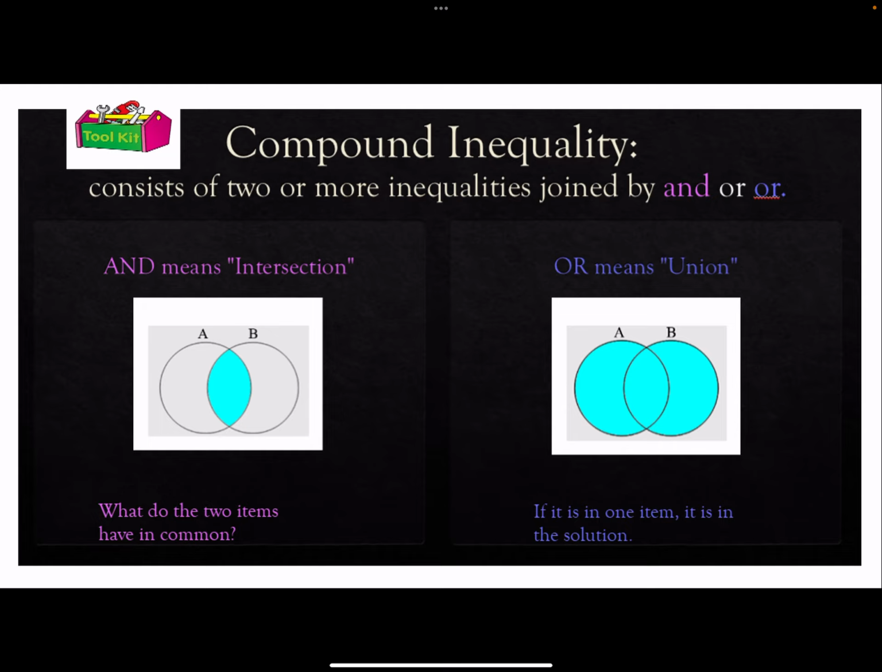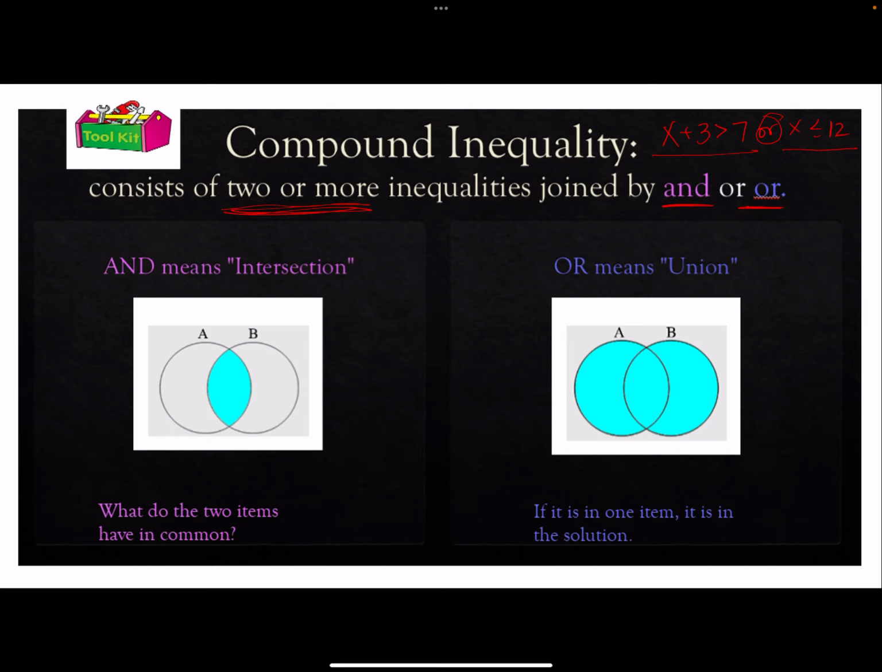So first let's start with just what is a compound inequality. A compound inequality consists of two or more inequalities, and they're going to be joined by either the word and or or. So, for example, you might have something like x plus 3 is greater than 7, or x is less than or equal to 12. So I essentially have one inequality, a second inequality, and they're joined by the word or. So that's an example of a compound inequality.